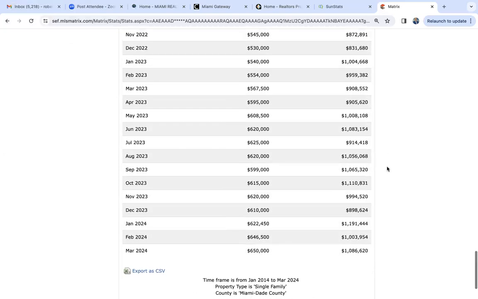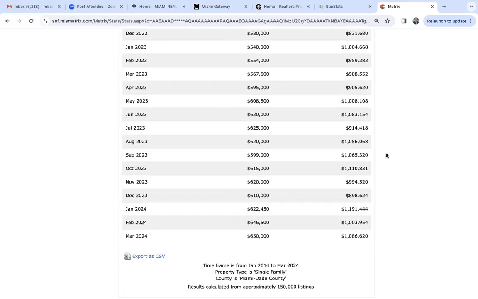As you can see, if I go back to January 2023, the average price was $1 million. Slightly less, then up, and we're at 1,086,000. So once again, the average price is not really something you want to take a look at. You want to take a look at the median price.